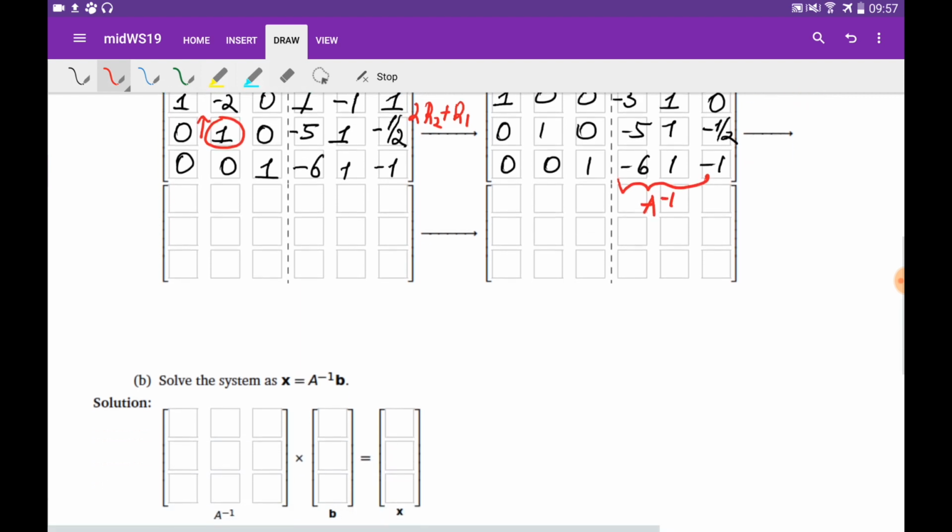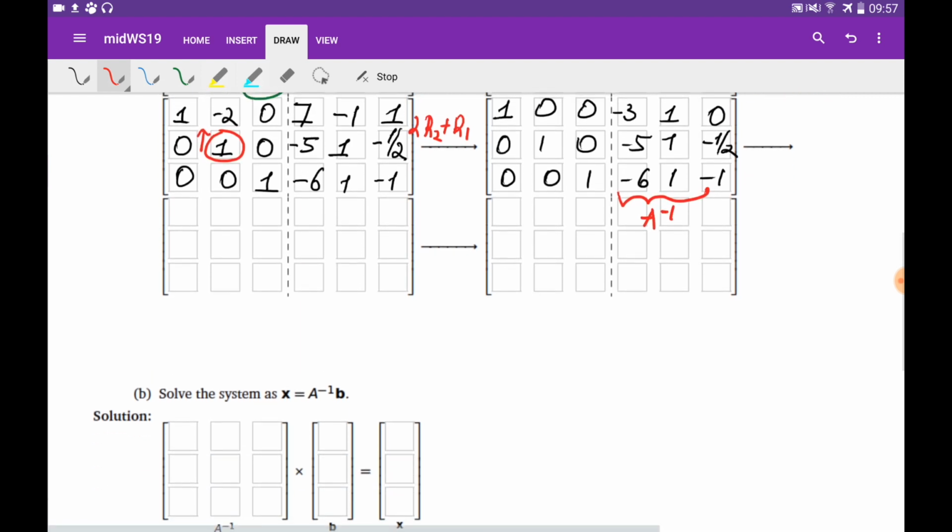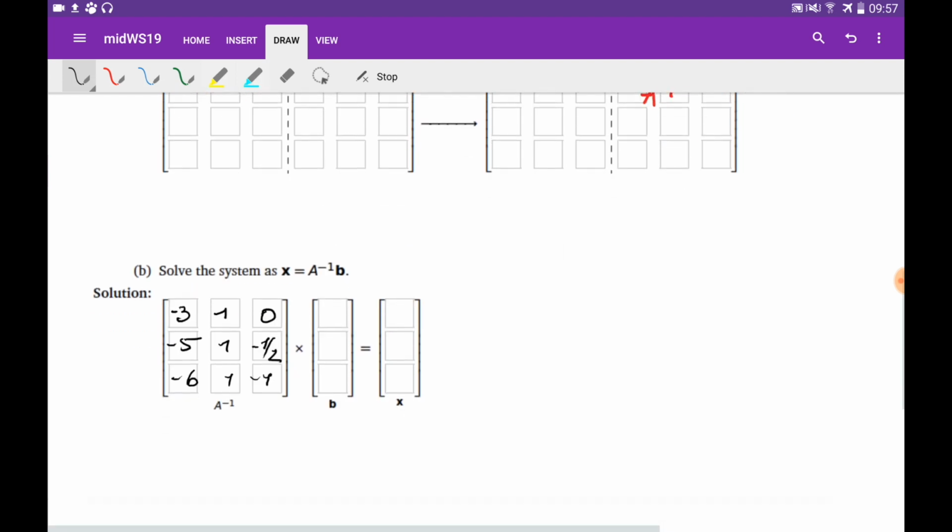And now, in order to solve the system Ax equals b, we can just multiply the inverse of the matrix A by the b vector. So it's going to be minus 3, 1, 0, minus 5, 1, minus 1 over t, minus 6, 1, and minus 1. We just multiply by 1, 0, 1, and it's going to give us the vector x.